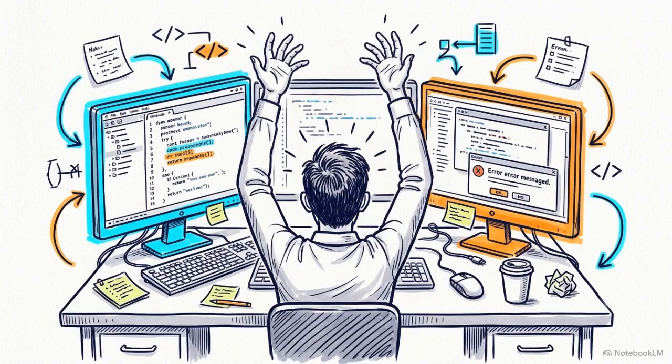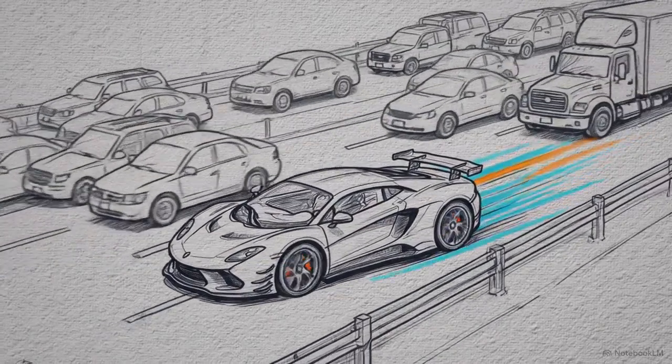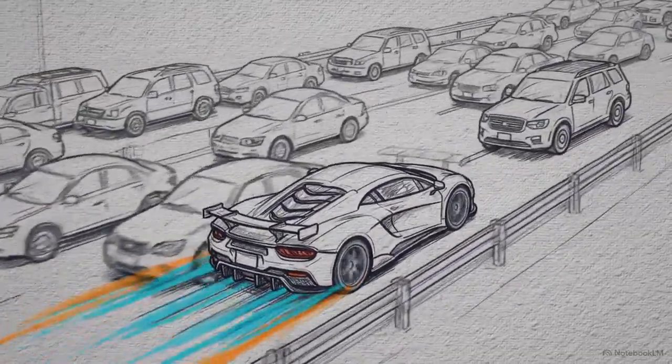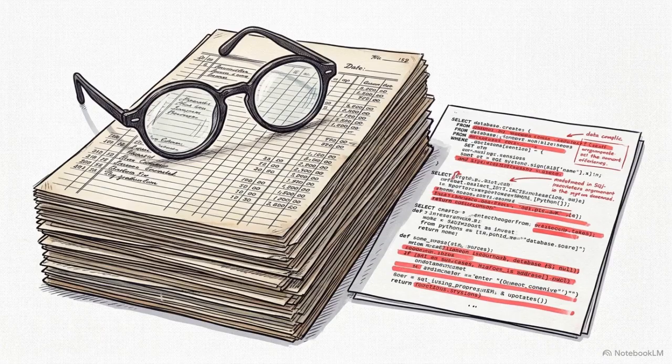You did everything right. You noticed a slow query, you added an index to fix it, and the database completely ignored it. Instead of taking the fast lane you built, it swerves right back into traffic and checks every single row one by one. It feels like a bug, but your database is actually doing this on purpose. The tool that makes this decision, the query planner, isn't guessing.